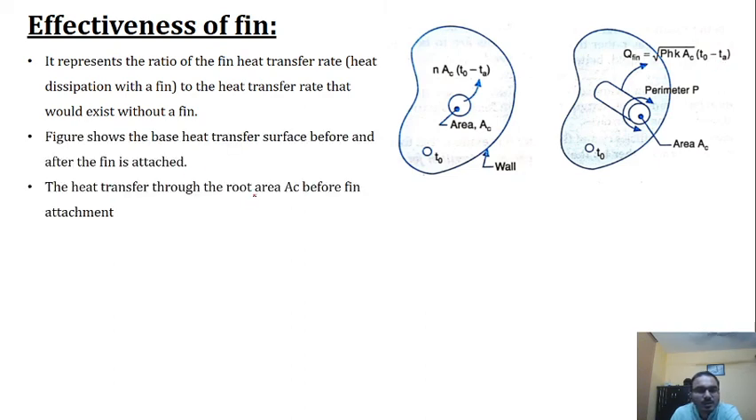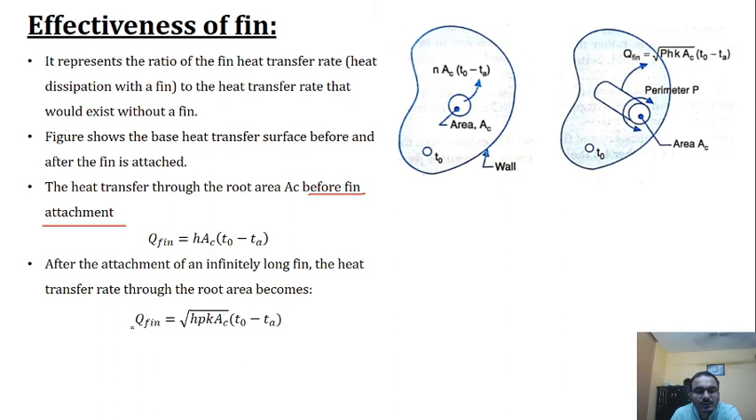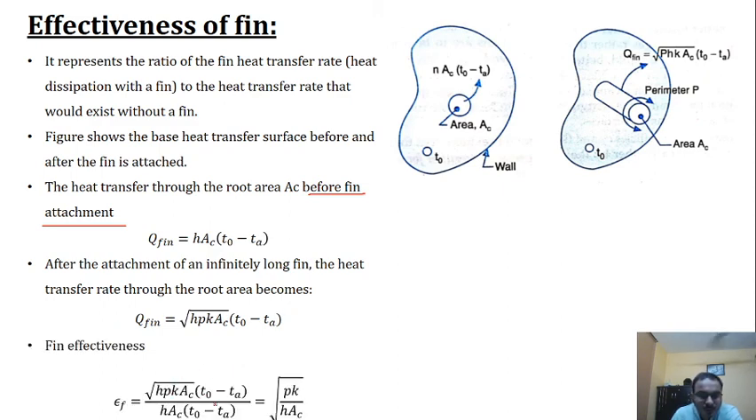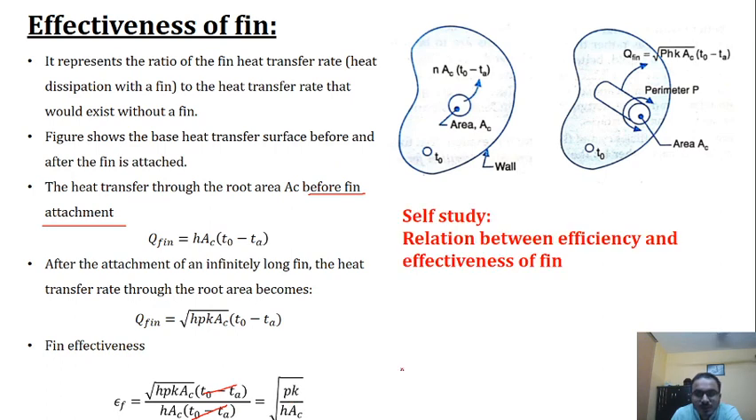So before fin attachment we have hAc (T0 minus T∞), and after attachment we have this formula. So the fin effectiveness is given by this formula. This term will get eliminated, and further simplification of this will give us square root of Pk over hAc. And one thing that I am giving you as self-study is the relationship between the efficiency and effectiveness of fin. You can refer to any of our reference books or local books, and you will be able to find this relation, and it is quite easy to do it by yourself.